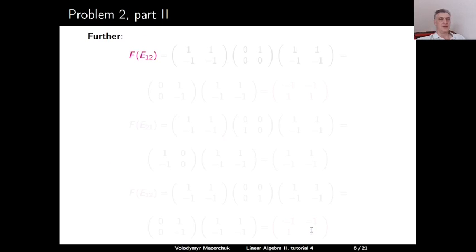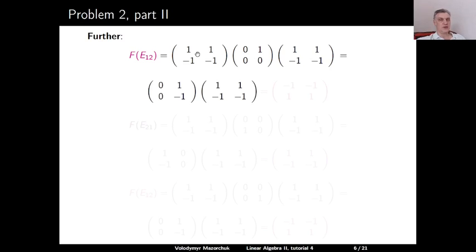Let's go further. Let us apply F to E12. So this is a product of A times E12 times A. If we multiply A and E12, we will get the matrix 0, 1, 0, minus 1. And now if we multiply this matrix with A, we will get minus 1, minus 1, 1, 1. So F applied to E12 gives the matrix minus 1, minus 1, 1, 1.